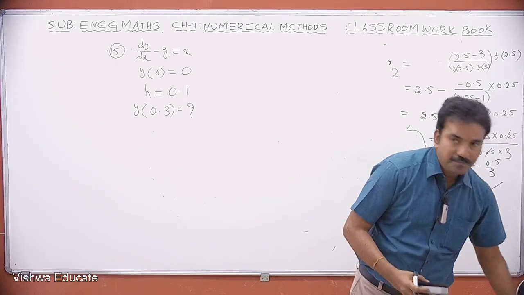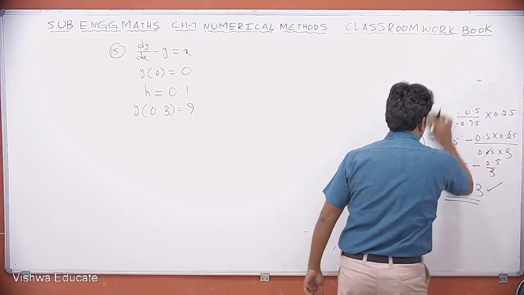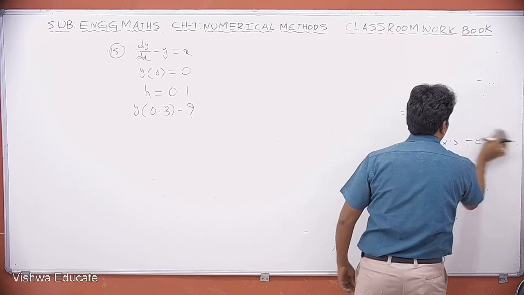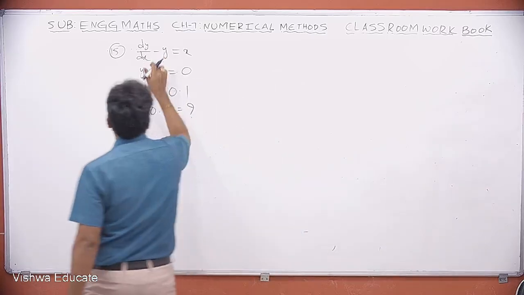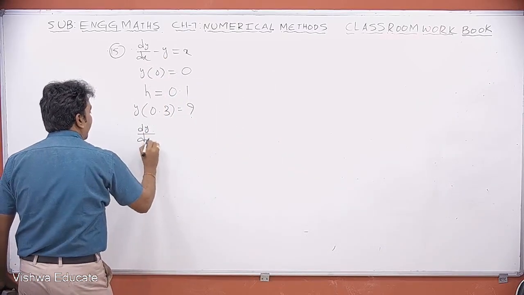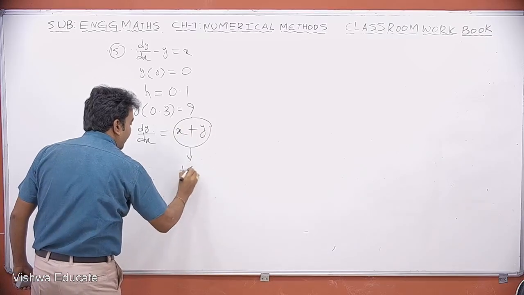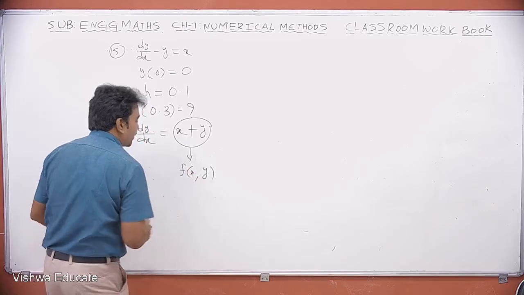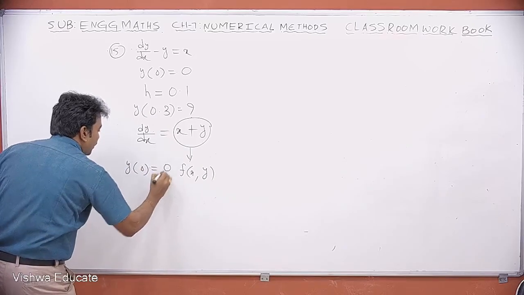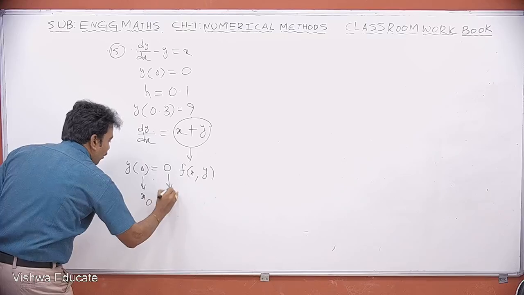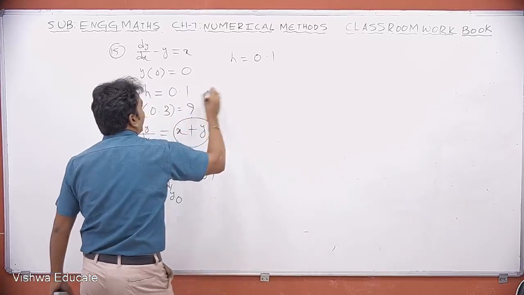Now let us see. This differential equation can be manipulated like this: dy by dx equal to x plus y. So this entire function x plus y, we can treat it as a function in two variables, x comma y. Initial condition, y of 0 equal to 0. So this is x naught value 0 and y naught value is 0. Step size is given as 0.1. We need to find y of 0.3.